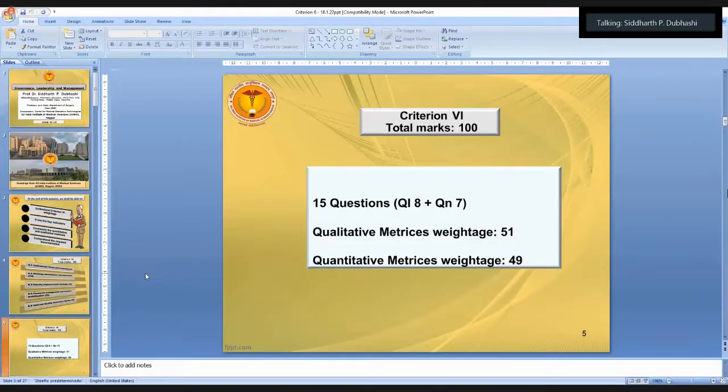Friends, this is the only criterion where the qualitative weightage is more than the quantitative. Amongst all the 7 criteria, this is the only one where the qualitative weightage is more. There are 15 questions: 8 qualitative and 7 quantitative. The weightage is 51 for qualitative and 49 for quantitative.